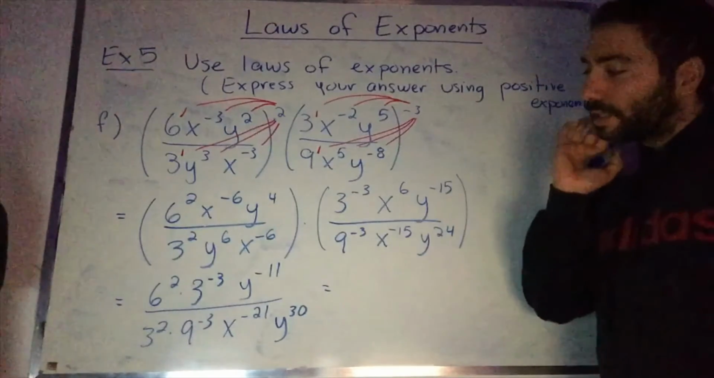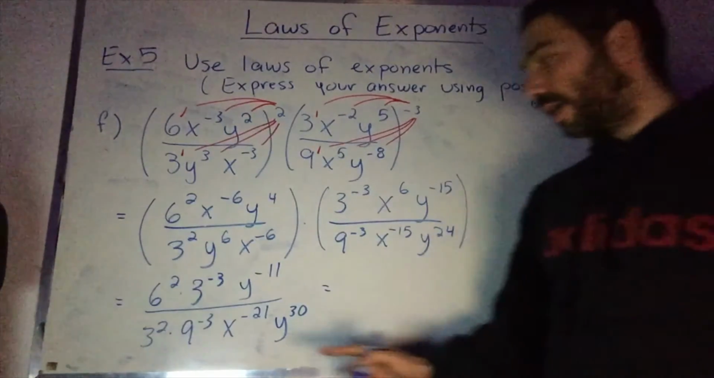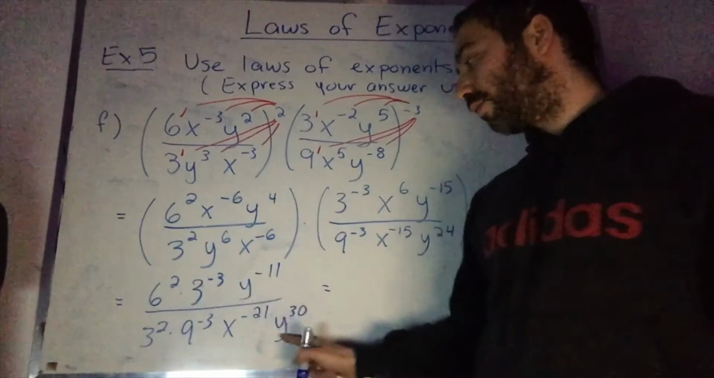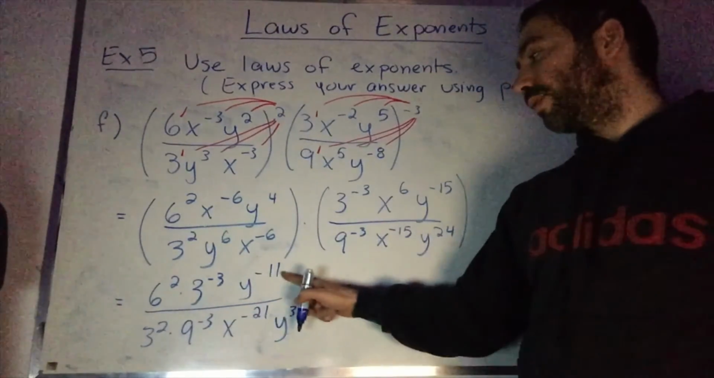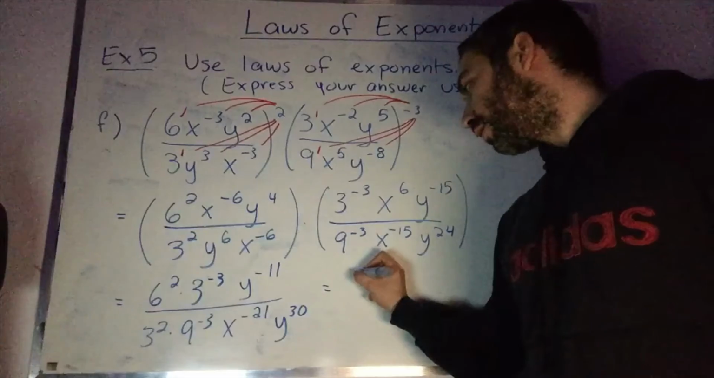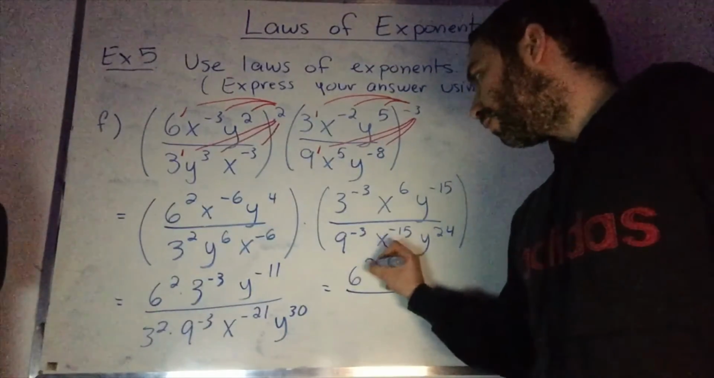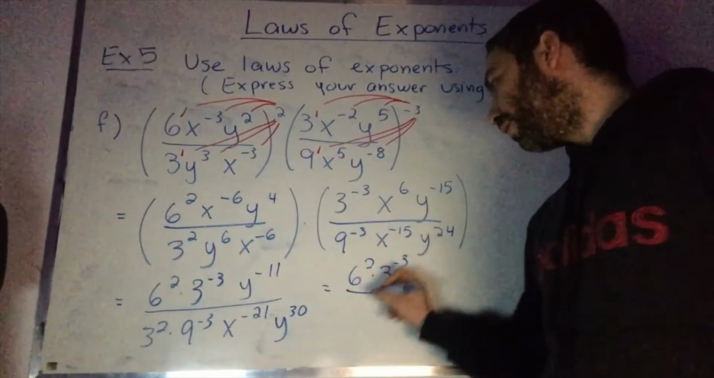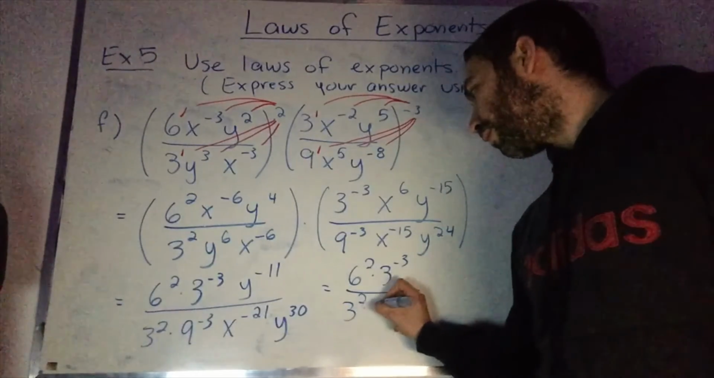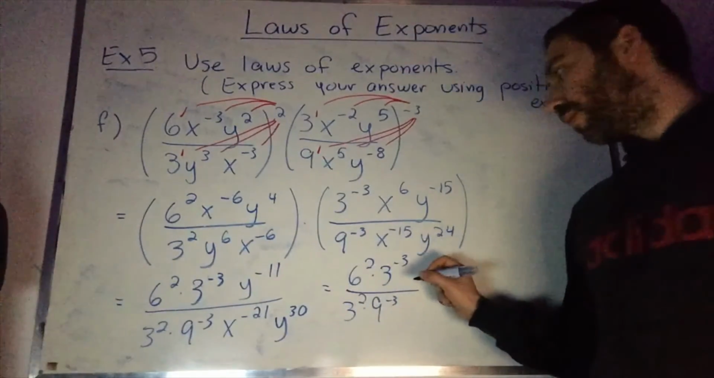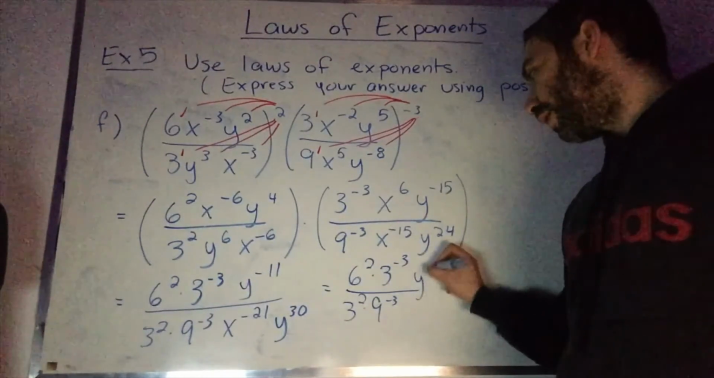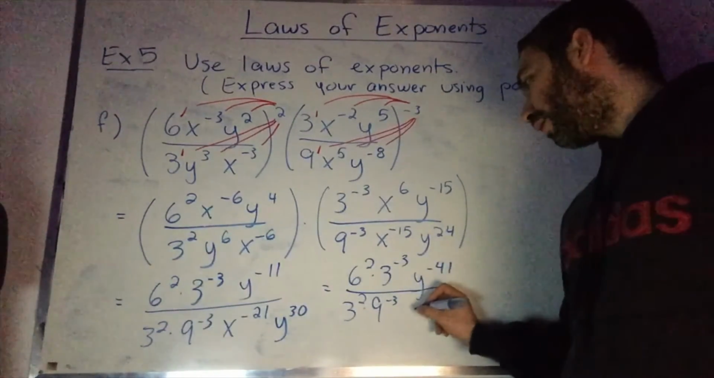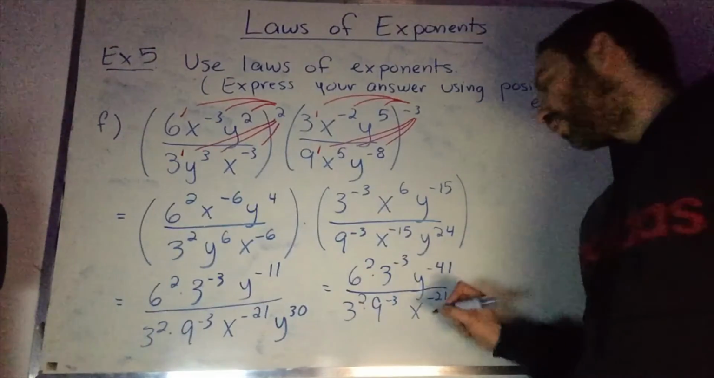Okay. Now let's deal with the x's. The x's are done. The next thing I'll do is deal with the y's. Since they're dividing at this point, we subtract the exponents. So this gives us on the top 6 to the 2 times 3 to the negative 3, and on the bottom 3 to the 2 times 9 to the negative 3, and we get negative 11 minus 30 is y to the negative 41 on top, and x to the negative 21 on the bottom.